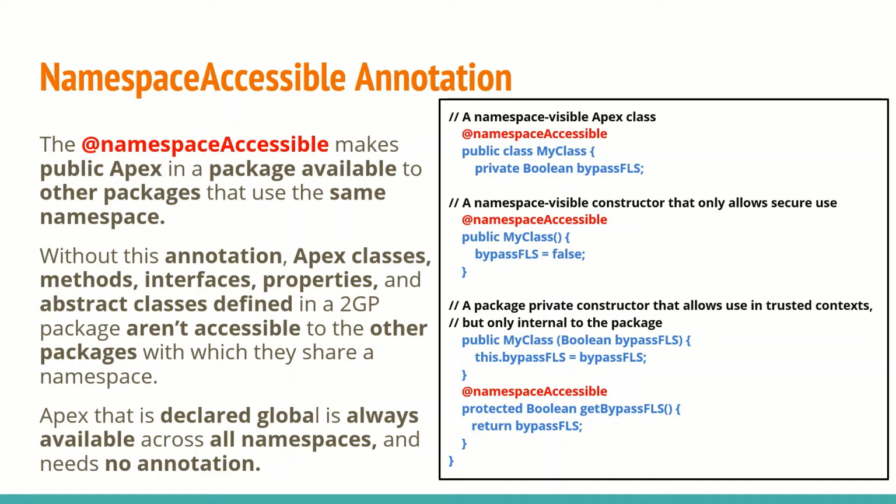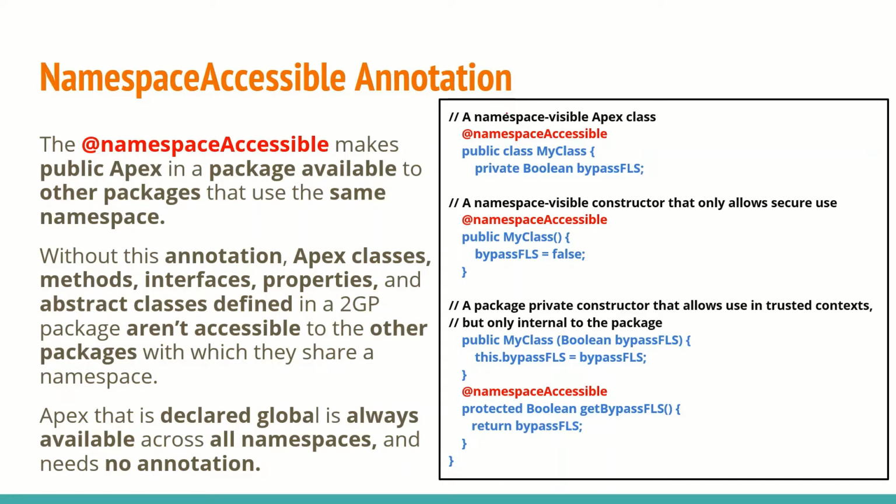Namespace accessible annotation. The namespace accessible makes public Apex in a package available to other packages that use the same namespace. Without this annotation, Apex classes, methods, interfaces, properties, and abstract classes defined in a 2GP or second generation package aren't accessible to the other packages with which they share a namespace. Apex that is declared global is always available across all namespaces and needs no annotation. So if you define anything global, it is present globally. You don't have to annotate it. Okay.